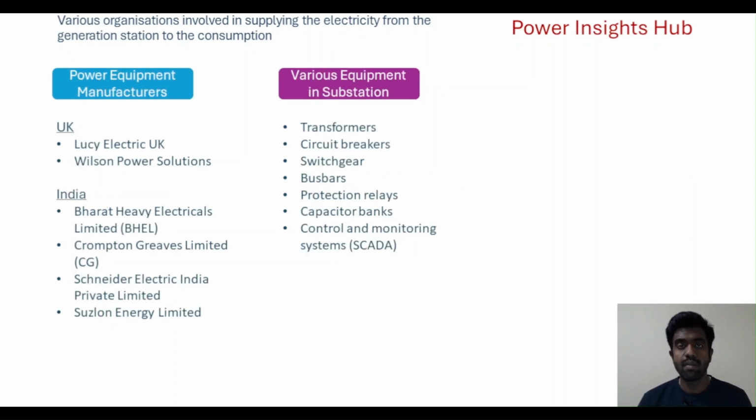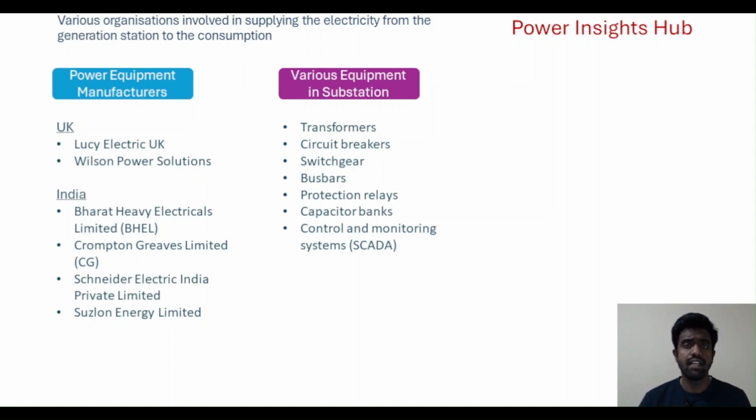Well, right now we are moving into power equipment manufacturers. Obviously, I've explained about the various projects in the electrical infrastructure building. So if you take a substation project, obviously there are many equipments in the substation, right? So it can be transformer, circuit breaker, switchgear, bus bar, protection relay, capacitor banks, control and monitoring, SCADA, which is substation automation systems, right?